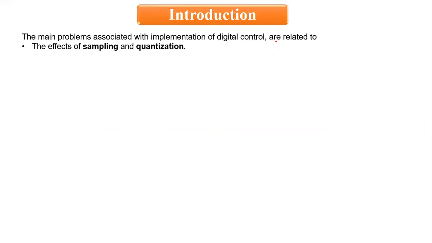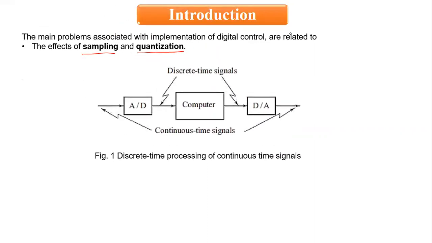Now, when we talk about the problems which are associated with the implementation of digital control, they are sampling and quantization. This can be easily understood from the block diagram as shown here. This block diagram explains the digitization or discretization of any continuous time signal. So the overall process can be understood from this small block diagram.